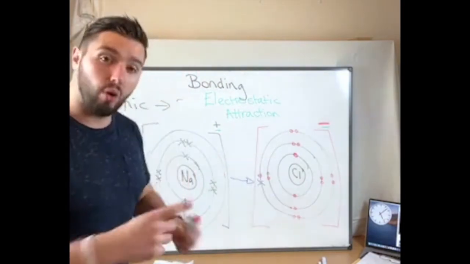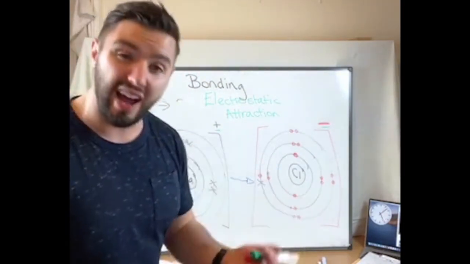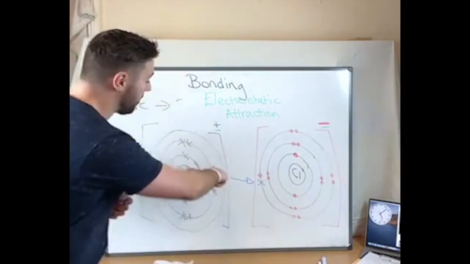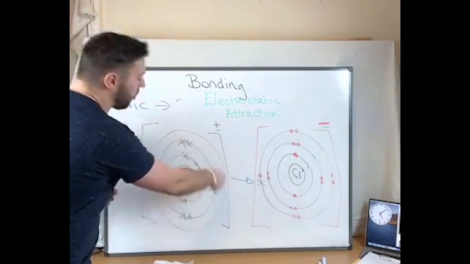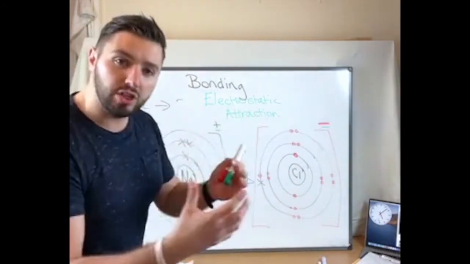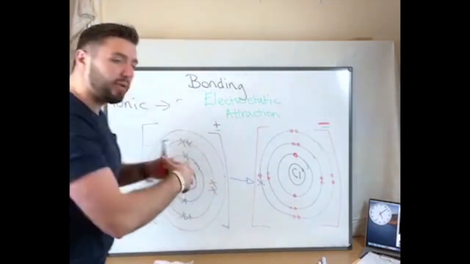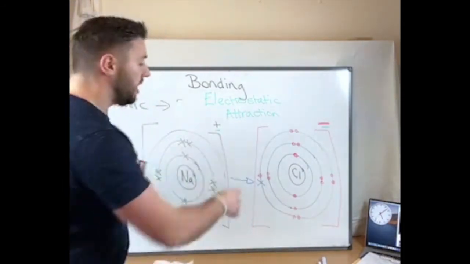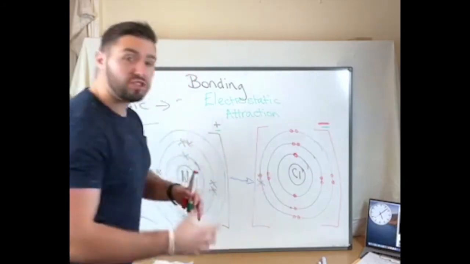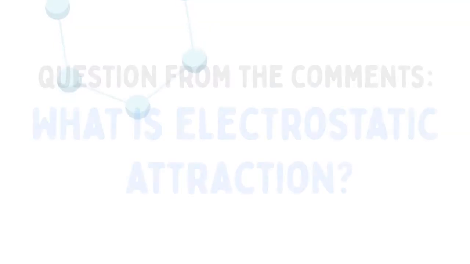Now the added bonus of this, and the whole reason we have these type of bonds, is because we're looking at emptying 1 outer shell. We're looking to get rid of 1 shell so that the previous shell becomes our full outer shell. And this one is taking in 1 so it can get a full outer shell.